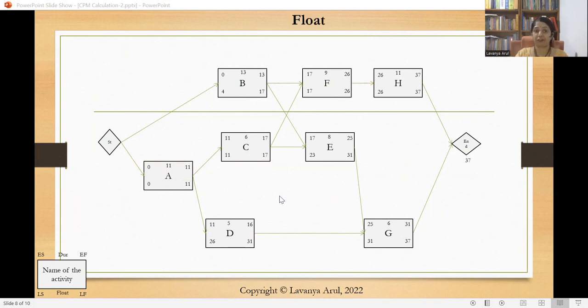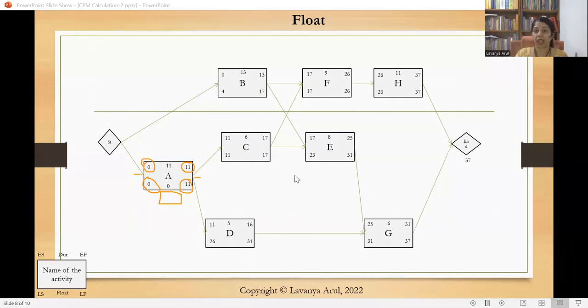Now we are going to work out the float. Float is nothing but late start minus early start, or late finish minus early finish. Simple logic: this minus this, or this minus this. And we usually write it in this section. As I already showed in the legend, you can have a look at it. Pretty simple to do this calculation.